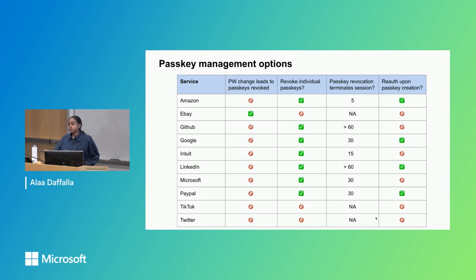So these are further results with regards to passkey management options on these services. And it's particularly interesting as passkeys are now deployed while passwords are still there. So, for example, we find that only eBay revokes a passkey upon password reset. All the remaining services do not do that. And we think this might be confusing for users who think they can just reset the password to secure their accounts, not knowing that they should actually check and revoke individual passkeys.